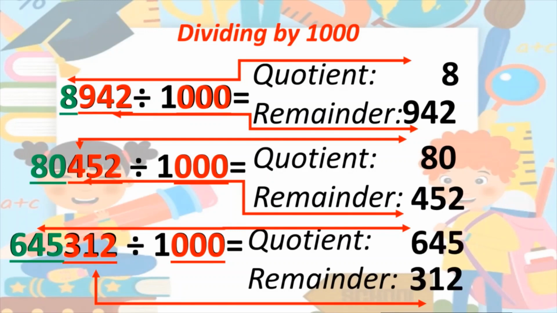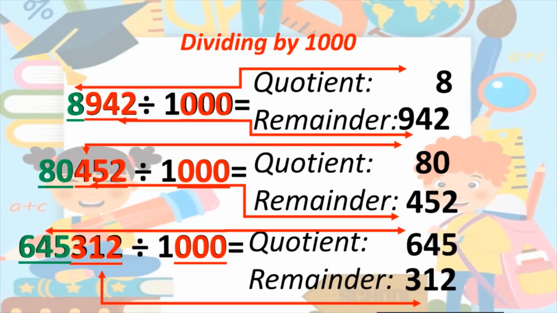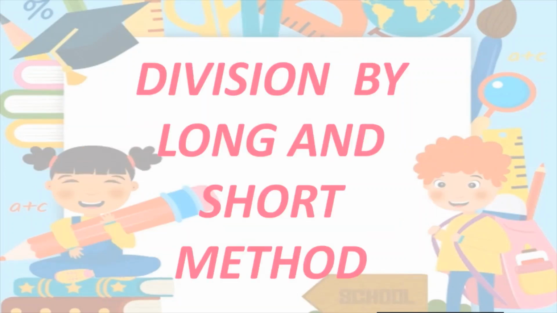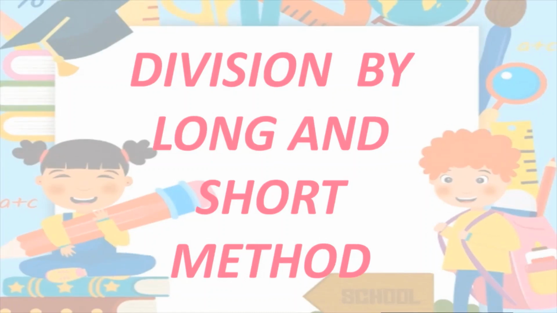Hope it is very clear to you all. So you just need to remember some facts and division becomes a fun activity. Now we'll go to division by long and short method. So we'll divide the same number once by long method and then by short method.